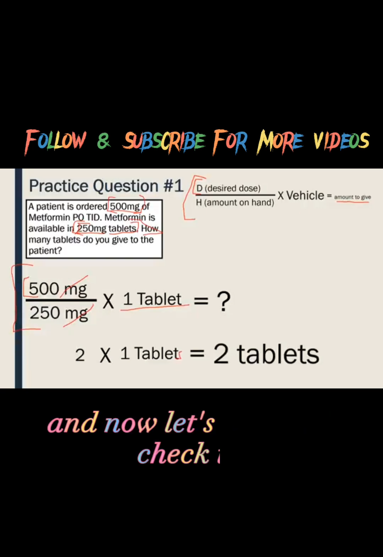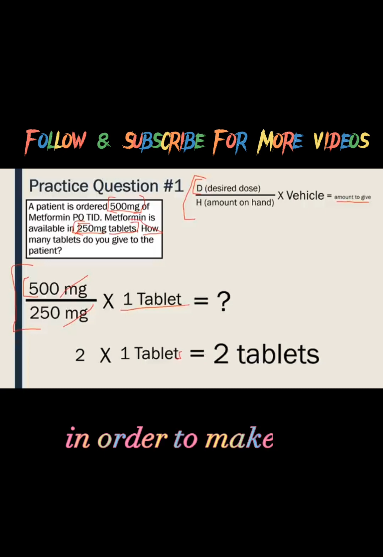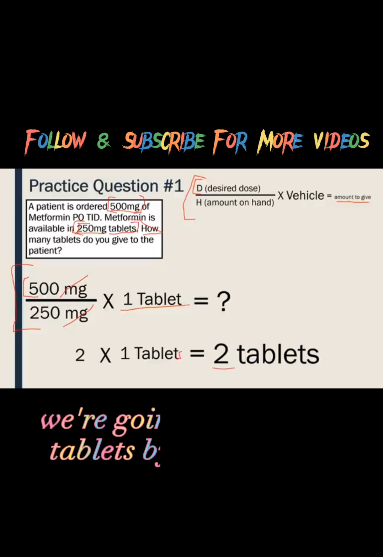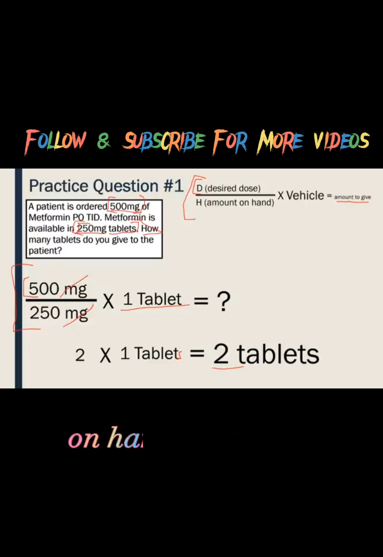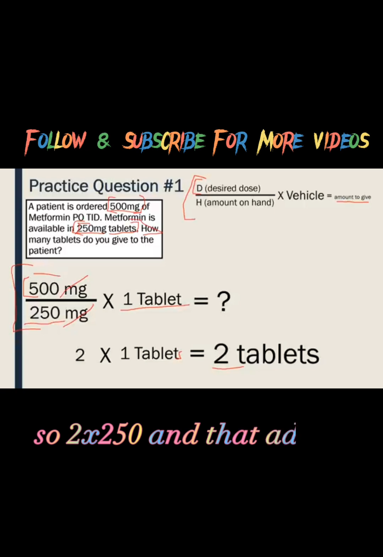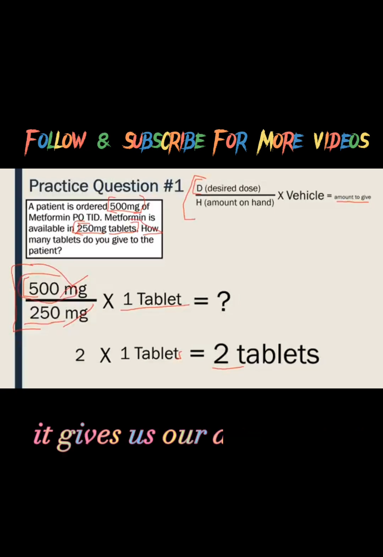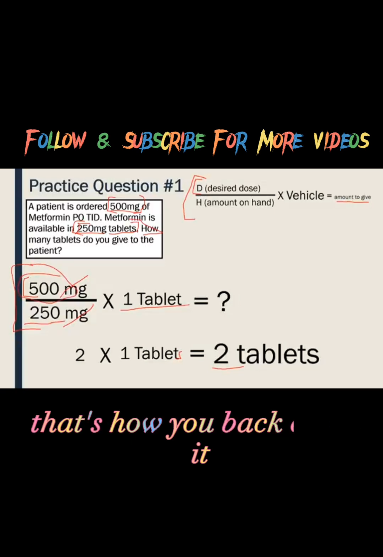Now let's double check this in order to make sure. We're going to multiply 2 tablets by what we have, our on hand, which is 250. So 2 times 250, and that adds up. It gives us our desired dose. That's how you back check it.